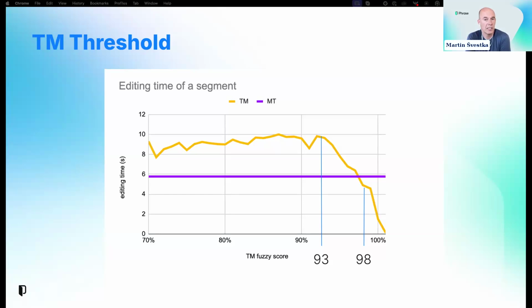It's still the same editing time. The hypothesis here is that the segments with such a low score are so low quality that they pretty much get rewritten. So it doesn't matter if it's 93 or 70 or 80, it's at a quality that the linguists are rewriting it. Now, this was a little shocking to us. We have to admit, we didn't expect that.